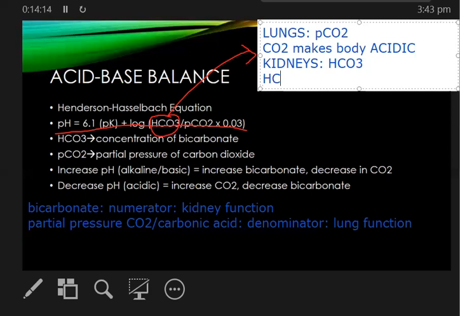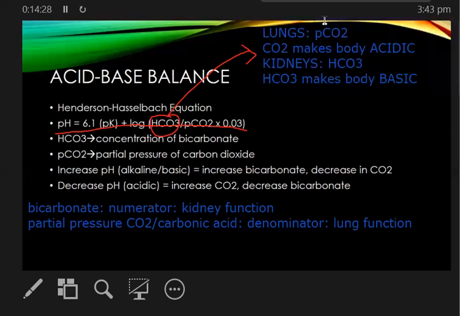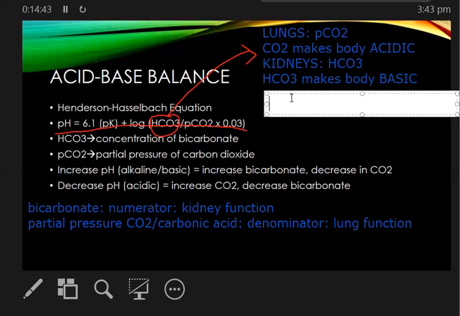So we also have to identify the effect of bicarbonate inside the body. Take note that bicarbonate makes the body basic or alkaline. So when we talk about acid-base balance, what is the goal of the body? To balance. Of course, we have to take it to a higher level.